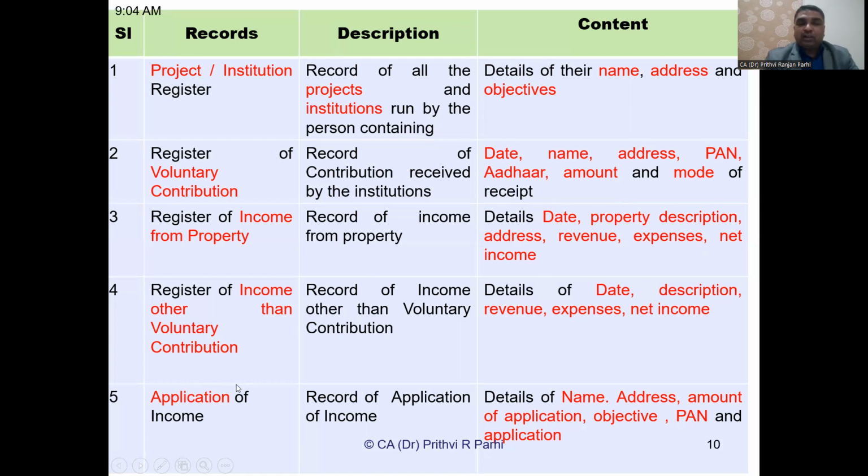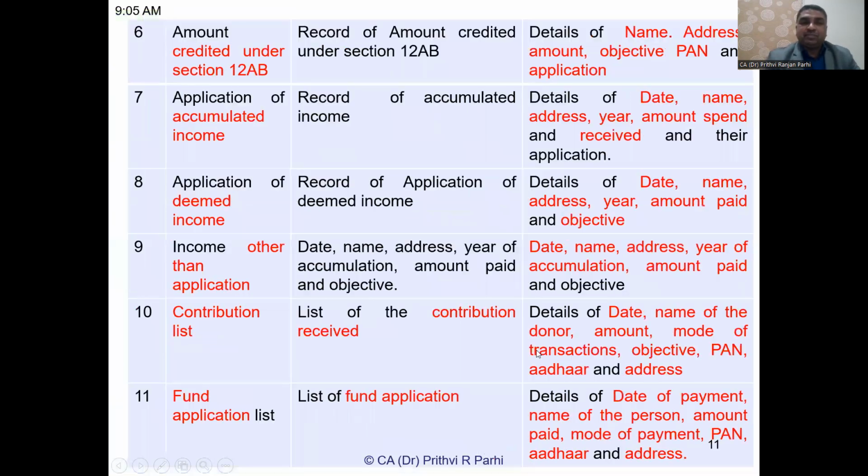Similarly, a record is also required to be kept for application of income, explaining the name, address, amount of application, objective, PAN, and the application. So where the income is applied, that record is also required to be kept. Next record is about amount credited under section 12AB. So details of name, address, amount, objective, PAN, and application. That means amount received as well as how they are applied. That record is also required to be kept.